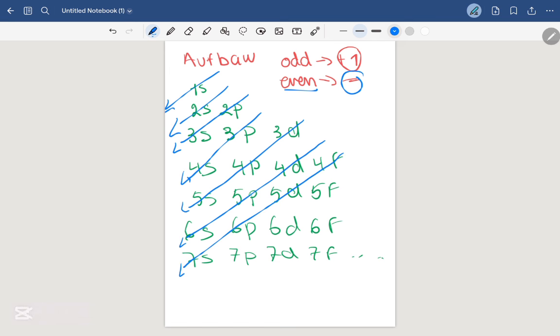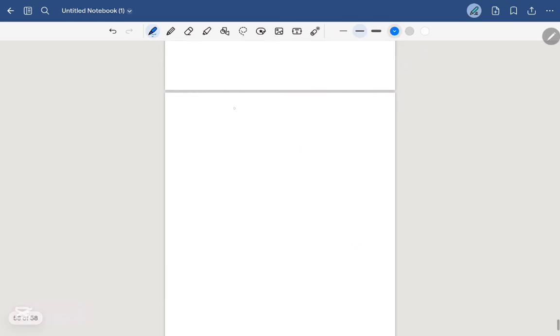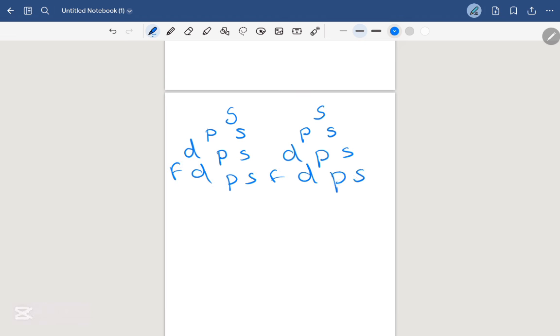Now there is another method my teacher taught me, which is you write S, and then you start writing backwards: P, S, P, S. And then D, P, S, D, P, S. And then F, D, P, S, F, D, P, S. You should know that S can hold a maximum of 2, P can hold a maximum of 6, D can hold a maximum of 10, and F can hold a maximum of 14. Okay, and then you start labeling.